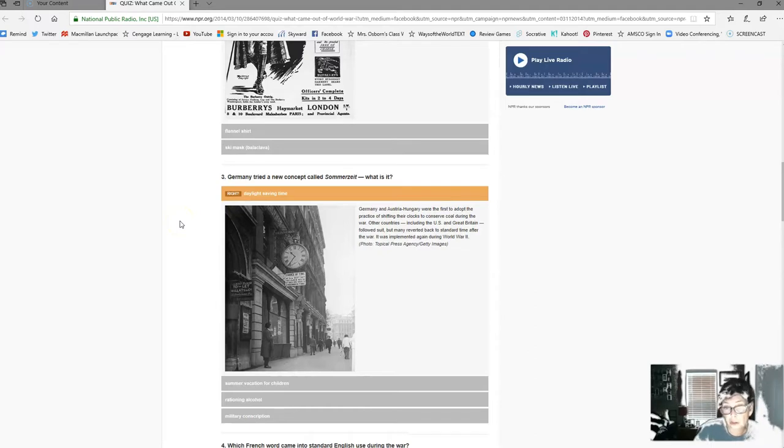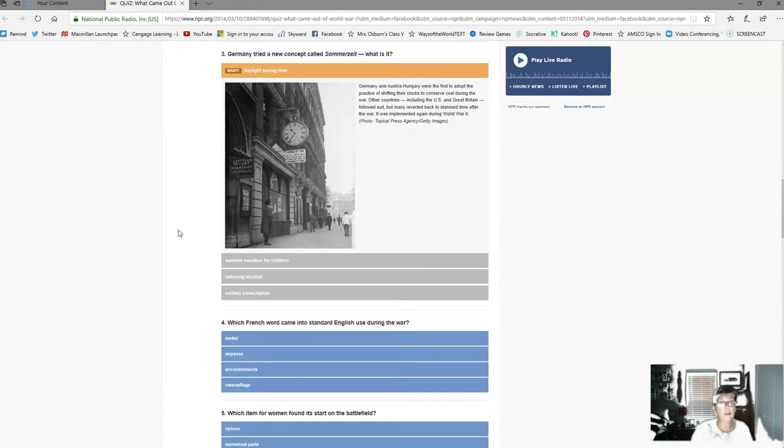Germany and Austria-Hungary were the first to adopt the practice of shifting their clocks to conserve coal during the war. Other countries like the U.S. and Great Britain followed, but many went back to standard time after the war. We're in standard time right now in March. It was implemented again, brought out again in World War II. We still have it today.